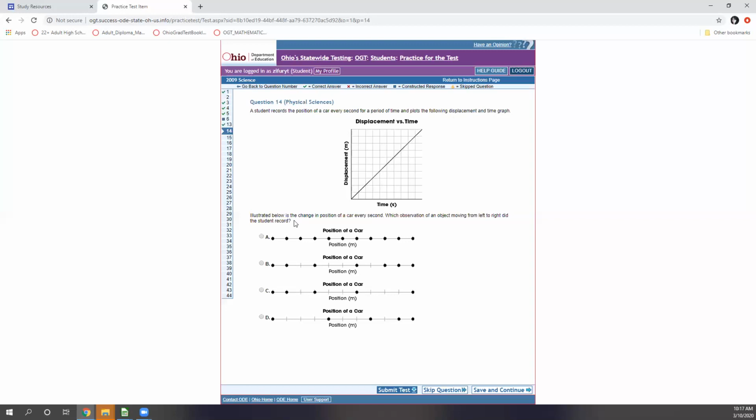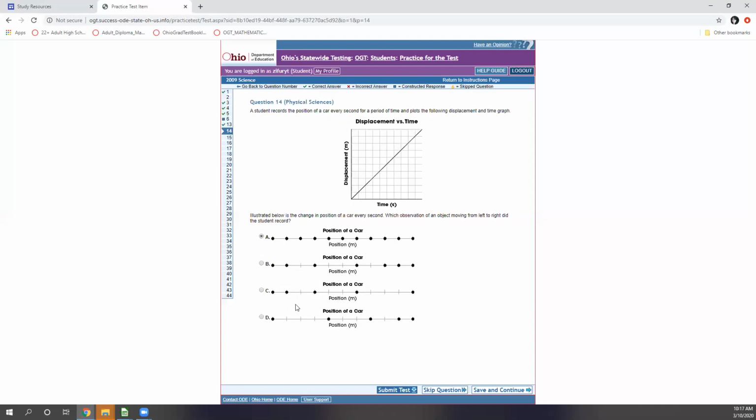So if you look at this, illustrated below is the change in the position of a car every second. Which observation of an object moving from left to right did the student record? Is it A, B, C, or D? The only viable answer here is A. And it's just exactly what each one of you actually thought in your mind when you looked at these, it has to be A. These other ones make zero sense.